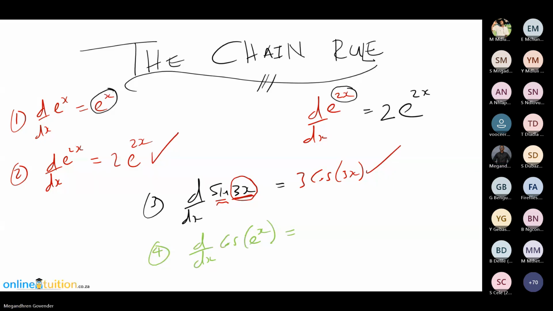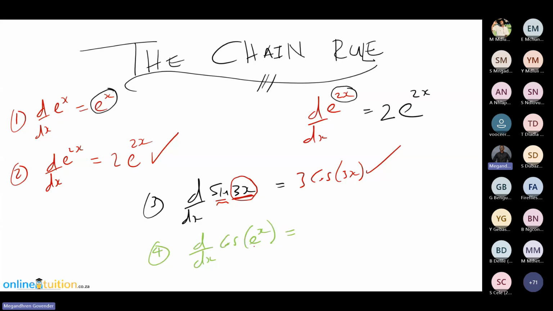Start with the inner function. The inner function is e to the x. So what's the derivative of e to the x? e to the x. That's right. Minus e to the x sine e to the x. Yeah, correct, correct.